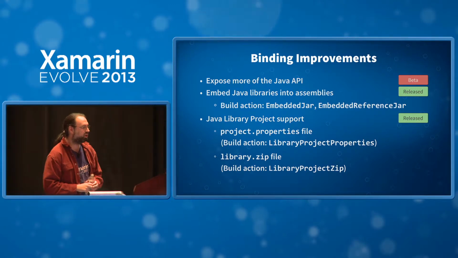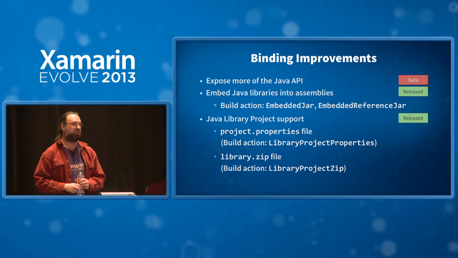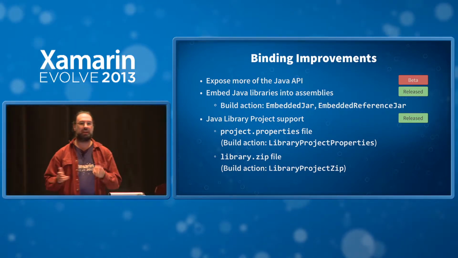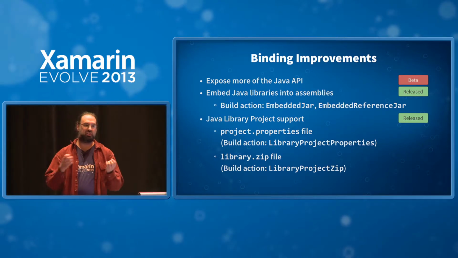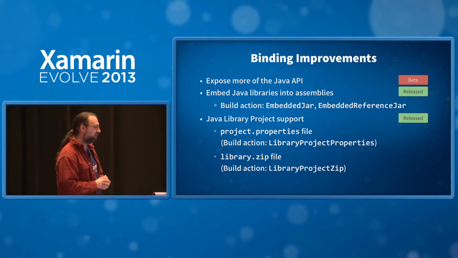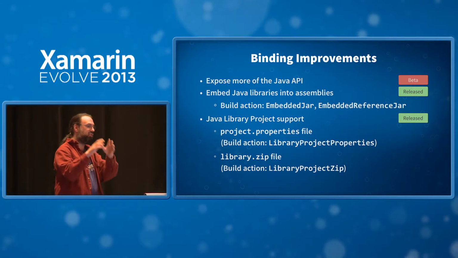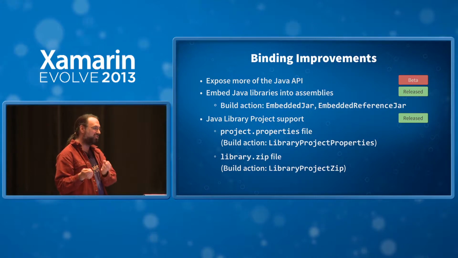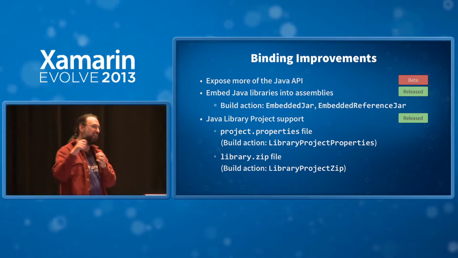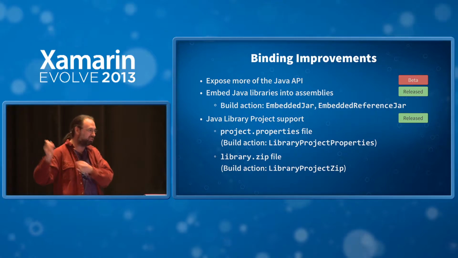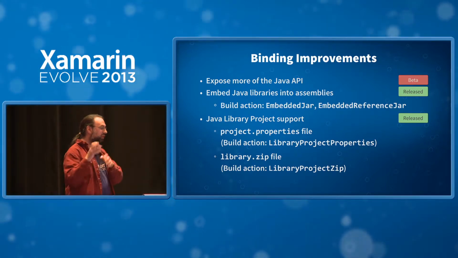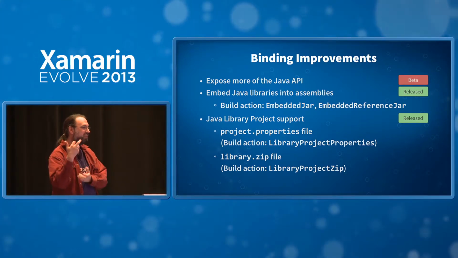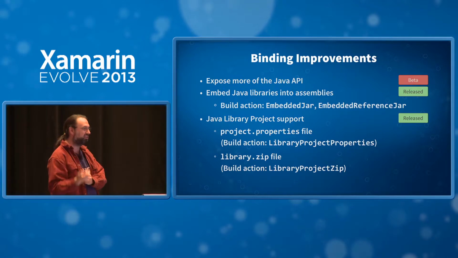We also have support for embedding Java libraries into assemblies. This is handy so that your binding assembly can be nice and useful in a standalone fashion. So instead of your documentation saying, use this assembly, oh, and add this helper jar file to your application project and set its build action to Android Java library and whatever else you need to do, you can instead set the build action in the binding project to embedded jar. And so the jar file will then be embedded as an embedded resource into the assembly.